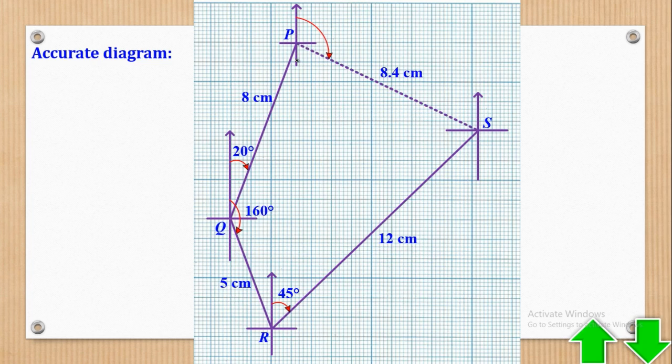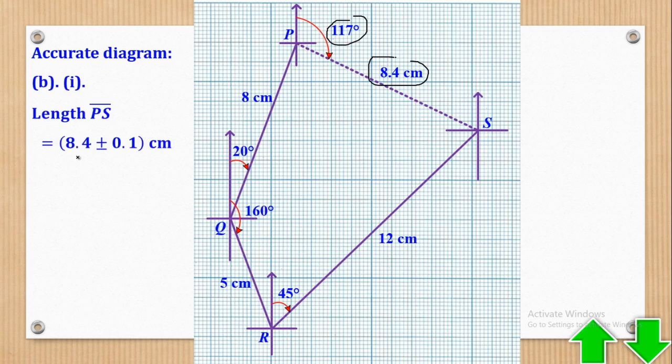So they wanted us to measure the shortest distance and the bearing. So you draw a dotted line. This is dotted because it's not part of the question, but it helps you to measure the distance and also to get the bearing which was asked. So we'll conclude that for B Roman 1, length PS is 8.4 centimeters. We usually give an allowance of 0.1 centimeters because of some errors.